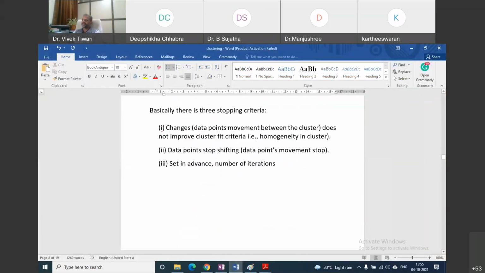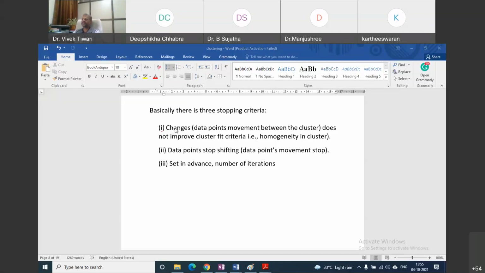Now stopping criteria. You need to understand that because it is an iterative process, it will not go forever. It will not go through an infinite number of iterations. So there are three stopping criteria.